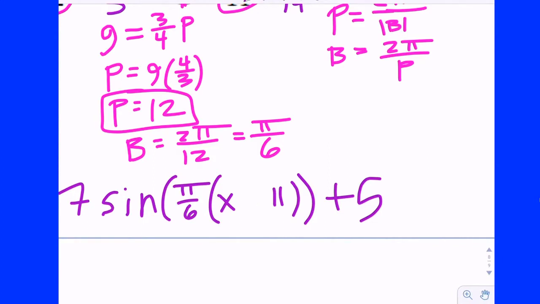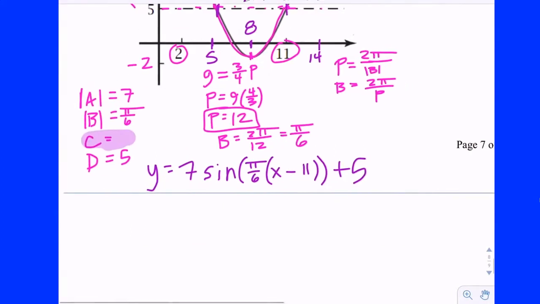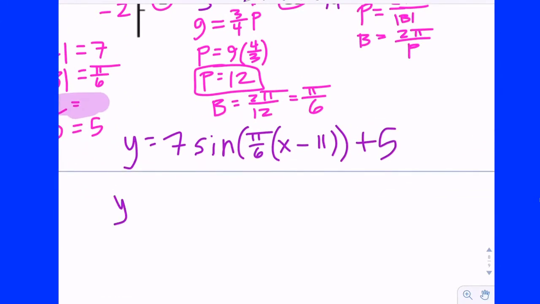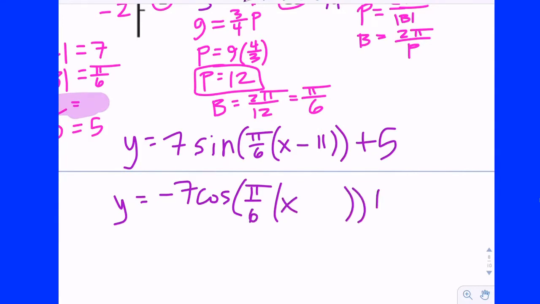Is it minus? Yeah, it's minus. Good. Since we did sine, let's go ahead and force the other one to be negative 7 cosine. Still going to be a pi over 6, x, plus or minus something, plus 5.